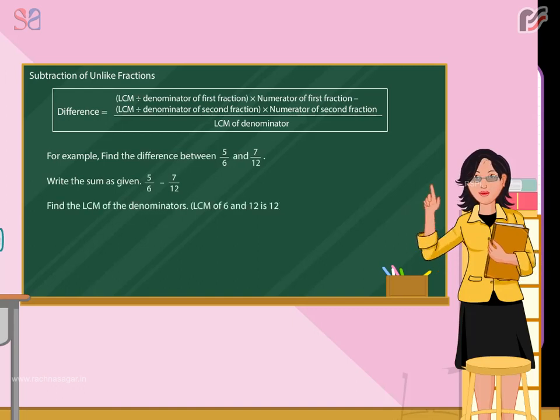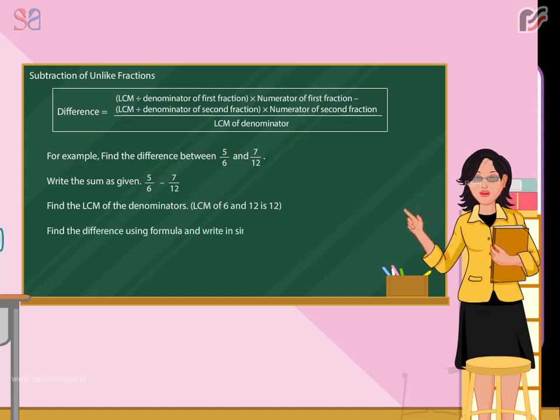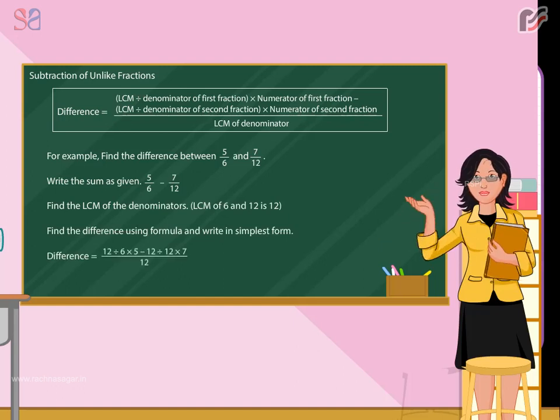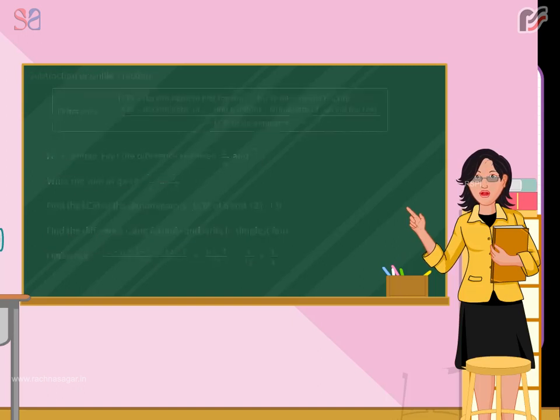LCM of 6 and 12 is 12. Find the difference using the above formula and write in simplest form. Difference is equal to (12 divided by 6 multiplied by 5 minus 12 divided by 12 multiplied by 7) whole divided by 12, which is equal to (10 minus 7) whole divided by 12, which is equal to 3 by 12, which is equal to 1 by 4.